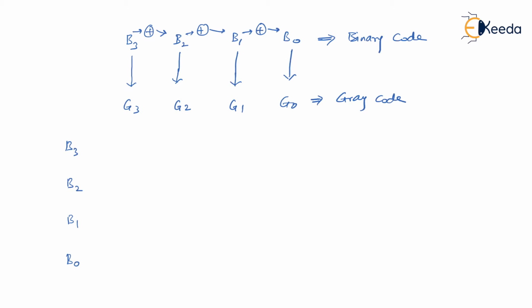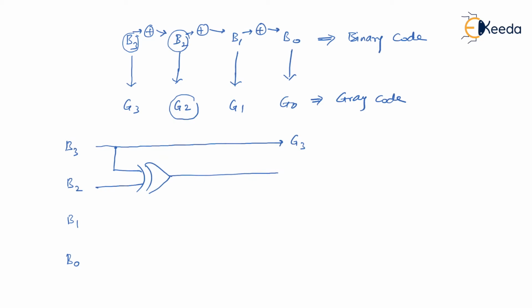So what I want is, if I apply B3, you can take it as it is at the output and consider it the same as G3. Then what do you do to get G2? Observe carefully. You are going to XOR B3 with B2. Just XOR it, and the result is what?